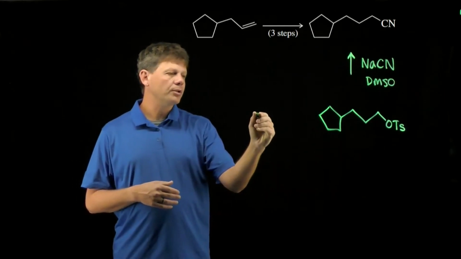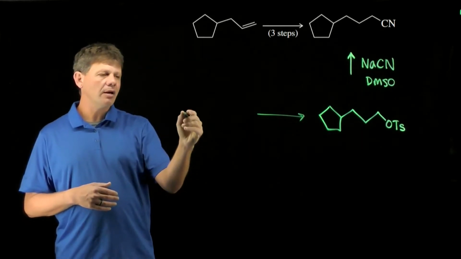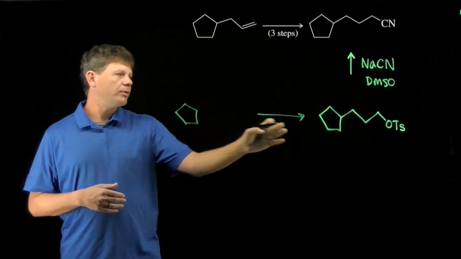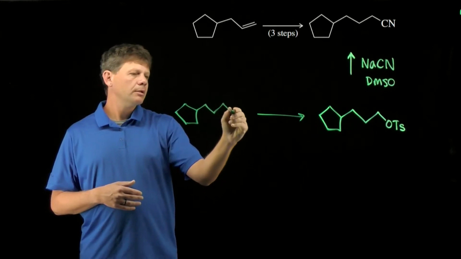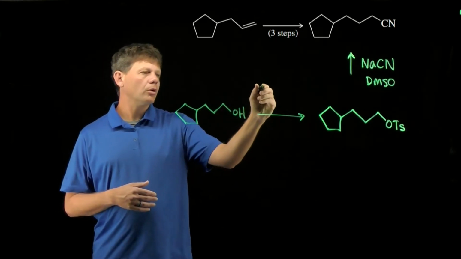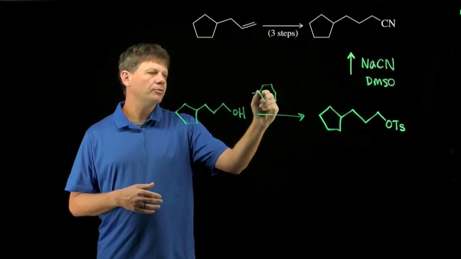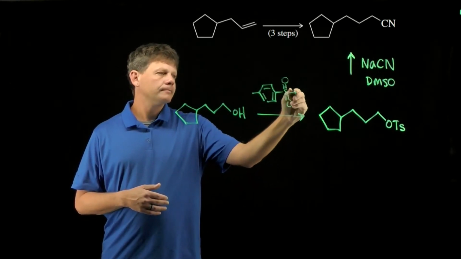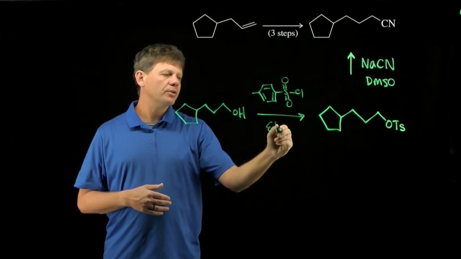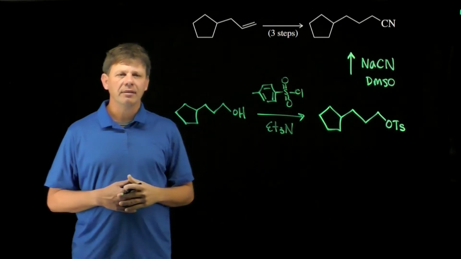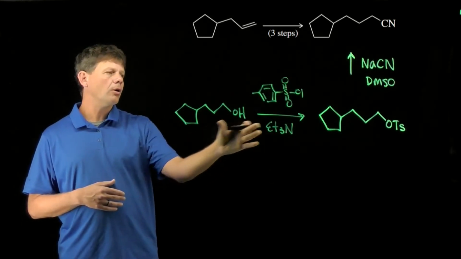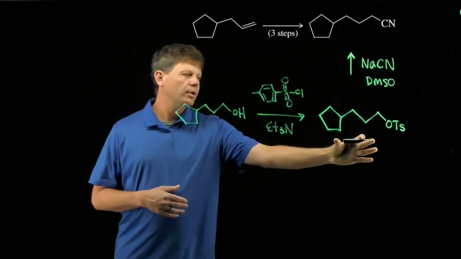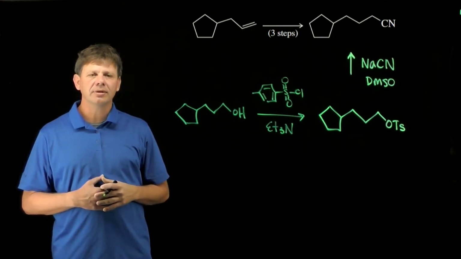Tosylates are always going to be formed from the reaction of an alcohol, so the primary alcohol here with tosyl chloride. I'll draw out the structure of tosyl chloride this time. And usually we use a base like triethylamine. So this primary alcohol plus tosyl chloride will give us this as our tosylate.